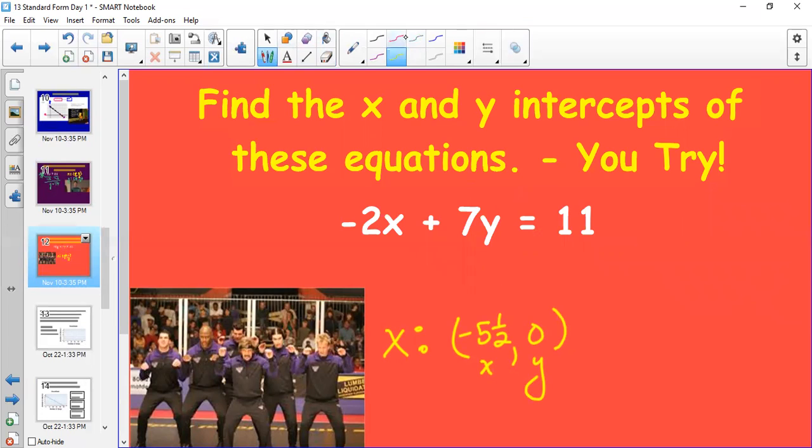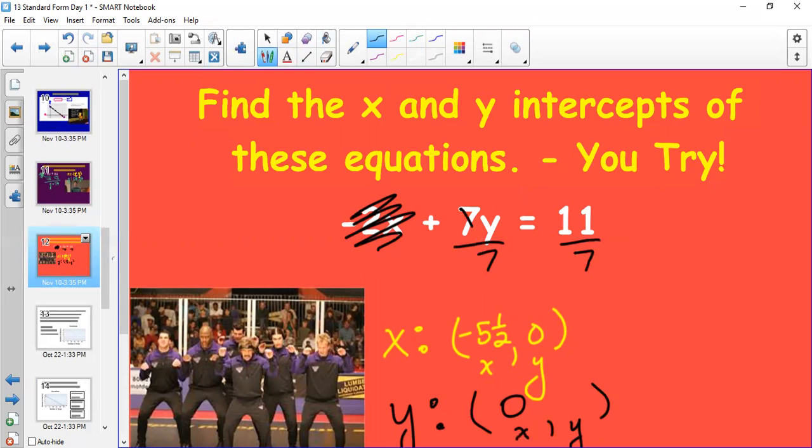Okay, I'm going to erase that. We're going to find our y-intercept this time. If we want to find our y, I know our x has to go away, so our x has to be 0. Take out the x term. And this is where sometimes people get confused just because you don't get a nice, neat answer. 7y equals 11, I divide by 7. That's a really ugly decimal too, so I just keep my answer as a fraction. 11 over 7. You could also have 1 and 4/7. Either one would be perfectly acceptable.